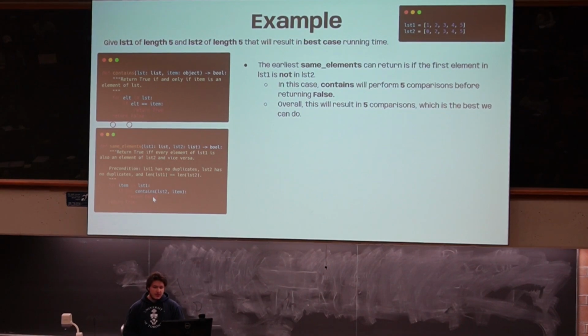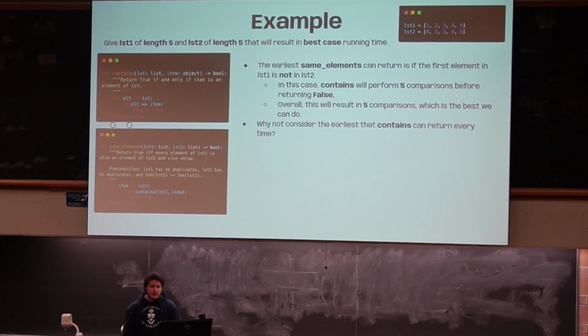The earliest same elements can return is if the first element of list 1 is not in list 2. So this could be generalized to however many, whatever the length of the list is. And why would we not consider the earliest that contains can return every time?